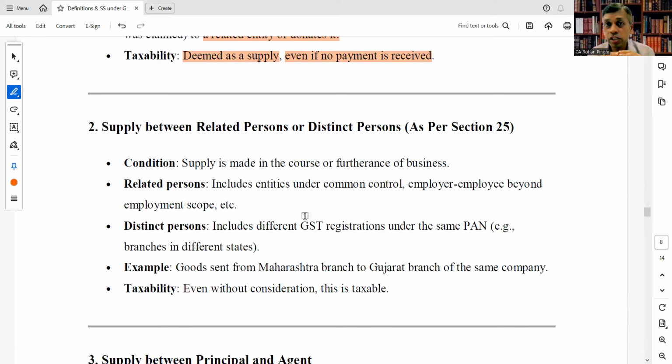If it is personal, then it will not be covered under this. It means the condition required is that it must be made in the course or furtherance of the business. Related persons include entities under common control, and employer and employees are also covered, but not what they do beyond the employment scope.